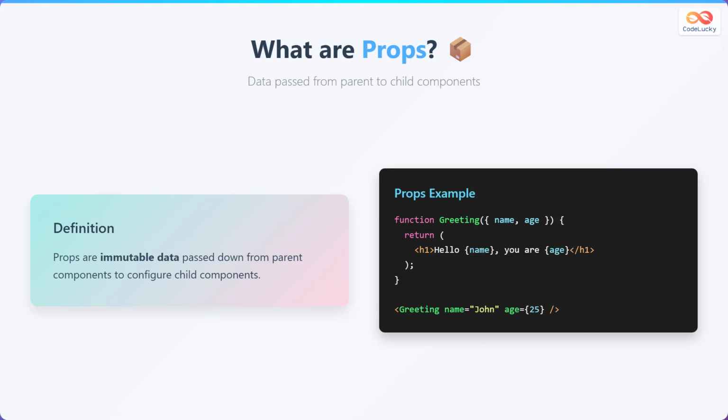Here's an example. This code defines a functional component called Greeting that accepts two props, name and age. It then returns a heading element that displays a personalized greeting using the provided name and age. To use the Greeting component, we simply pass the name John and age 25 as attributes to the component. This allows the Greeting component to be reused with different values.